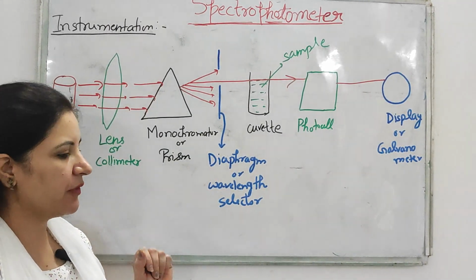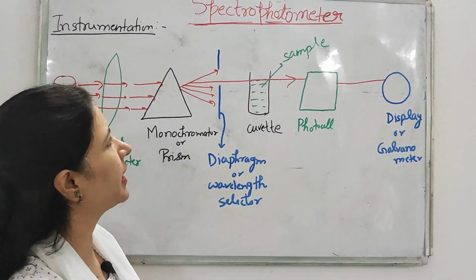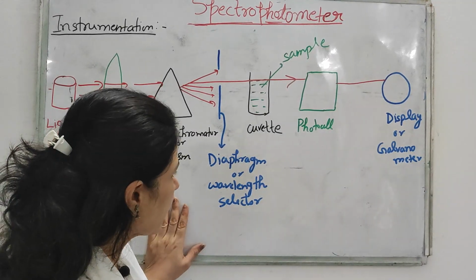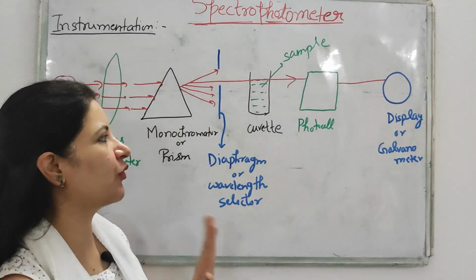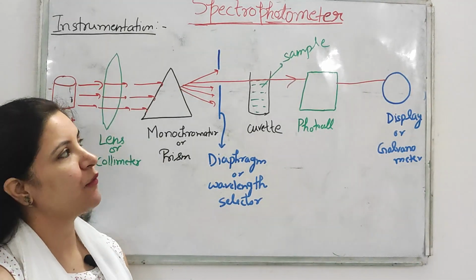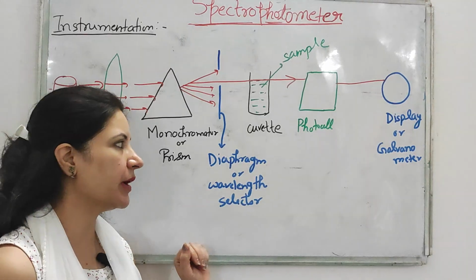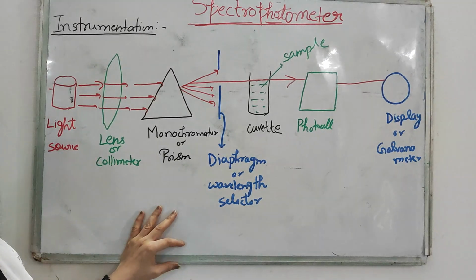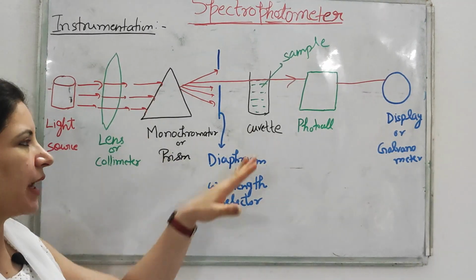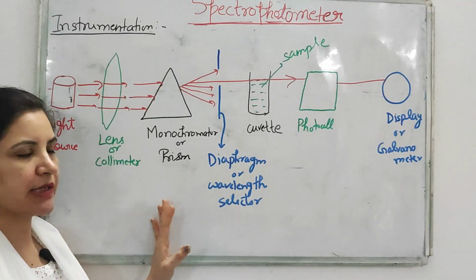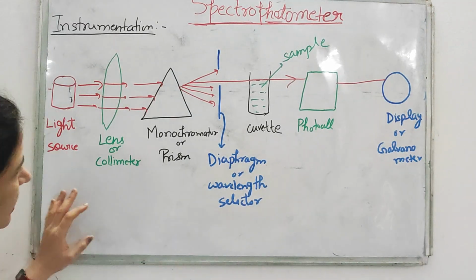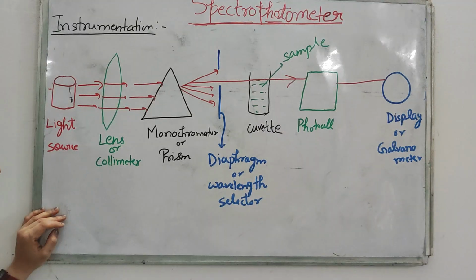So in today's session, we will continue our yesterday topic, that is spectrophotometer. Yesterday, we studied what is the use of spectrophotometer, what is the application, what is the principle, and how many types of spectrophotometer there are. If you haven't watched that video, first watch that video so that you can easily understand today's session. Today we will study the instrumentation of a spectrophotometer.